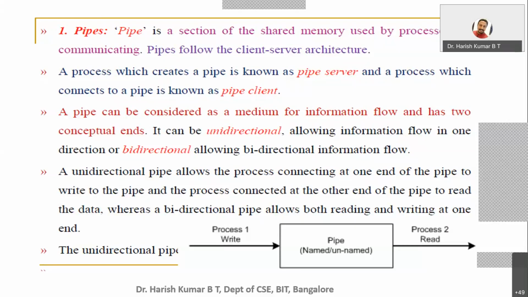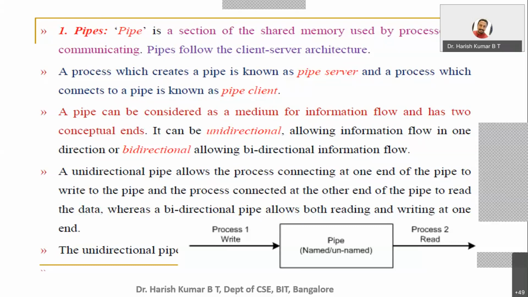For creating an unnamed pipe, there is a system call with the name pipe itself in the Unix operating system. Pipe is a system call. And how do we create a named pipe? There is a command in Unix with the name mkfifo, make FIFO. I hope all of you know mkdir, make directory.